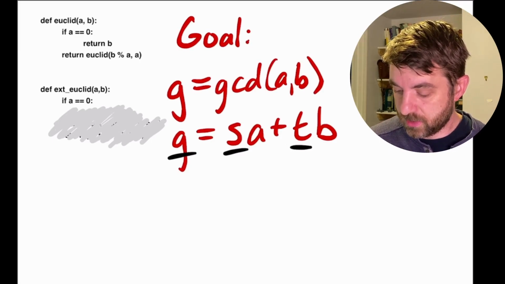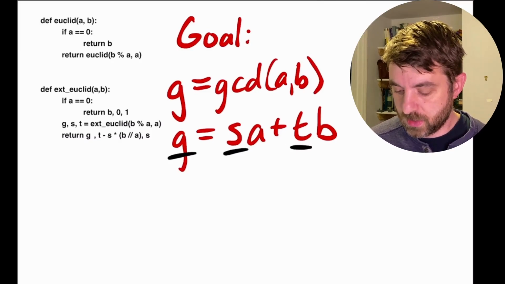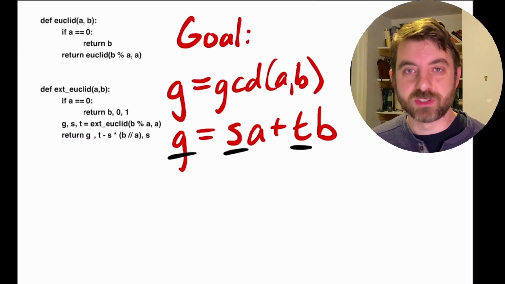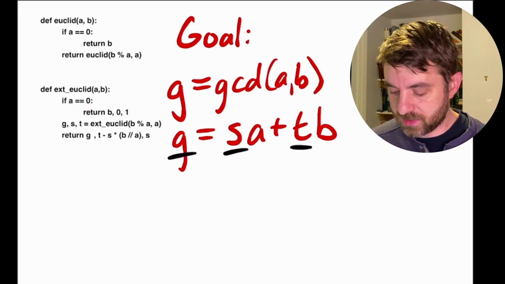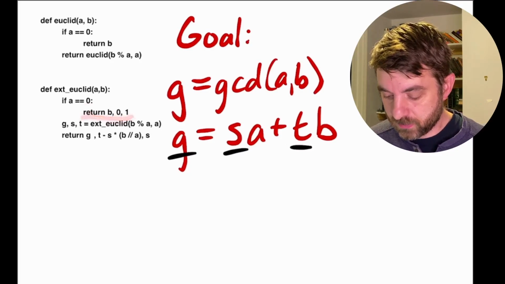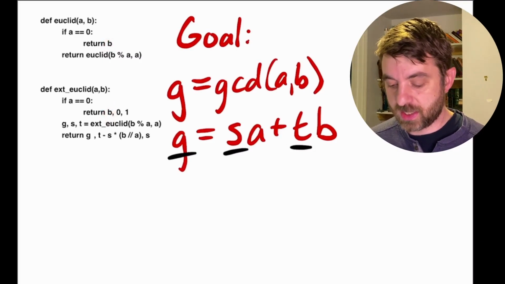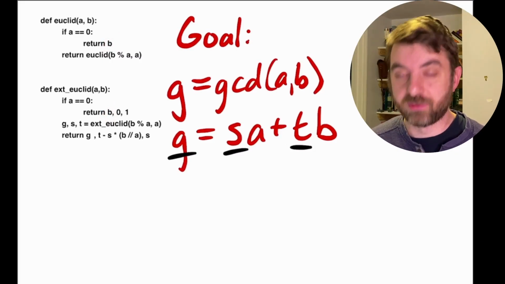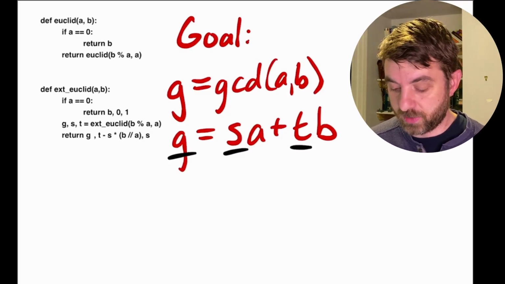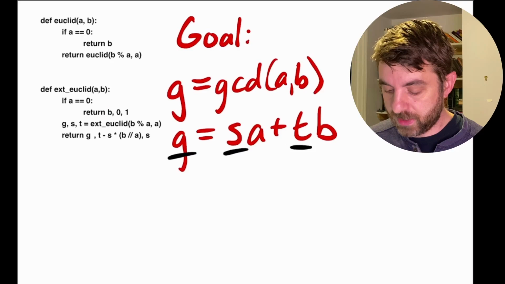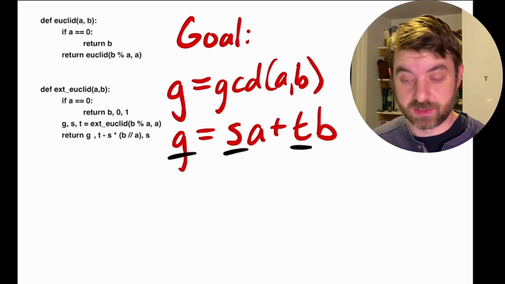So let's try that. So here is the code. I've been hiding it. And we'll walk through it. So it has almost the same structure as the normal version. If A is equal to 0, that's our base case again. And we're going to return B, right? So nothing is going to change about the GCD computation. It's just that when we return the answer, we're going to give not just the GCD, but also S and T. And so if the GCD is B, well, B is 0 times A plus 1 times B. So the base case is pretty easy.